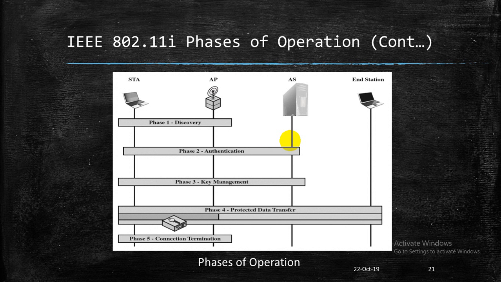Now let's see the phases of operation in this diagram. A station at first discovers the access point, and in phase 2 a station authenticates with the access point and then the authentication server, and in phase 3 the station responds to the access point on how it will manage the keys, and the authentication server responds to the access point. Here the main part is transferring data, and at last, phase 5, terminating the connection.